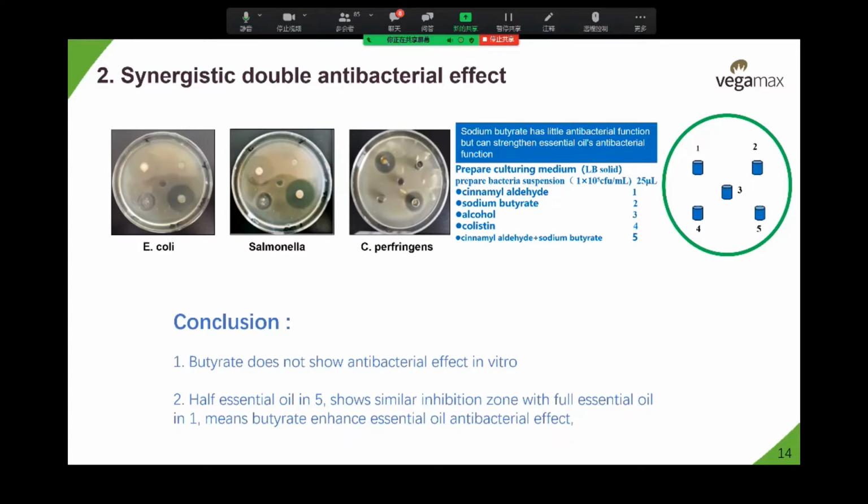From the media, we put 5 samples. The first one is cinnamaldehyde. The second one is sodium butyrate. The third one is alcohol. The fourth one, cholesterol. Then the fifth one is cinnamaldehyde plus sodium butyrate, but the content of the cinnamaldehyde is only half of sample one. From the data, in the left pictures, you can see the inhibition zone. We found that butyrate does not show an antibacterial effect in vitro. Sample 5 shows a similar inhibition zone to the full essential oil of sample 1, which means that the butyrate enhances the essential oil's antibacterial effect.